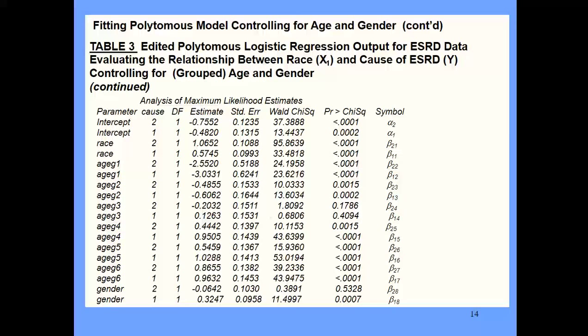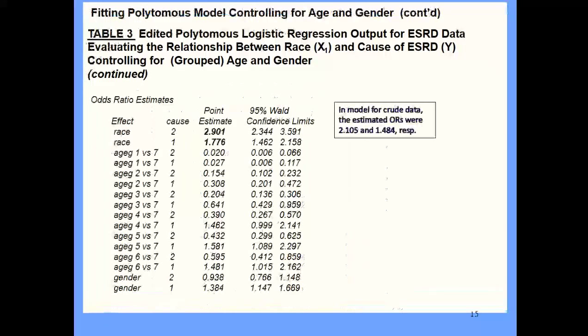And in fact, that's where I sort of ended up, except for one thing I didn't say. These are the two odds ratios, 2.901 and 1.776, and these are different from the crude odds ratios that we got for this data, where we didn't control for anything. Because we're controlling for something, they might change. That's what happens when you control for something. They changed a little bit, but not a lot. Okay, so are you with me? That's what polytomous logistic regression is all about.